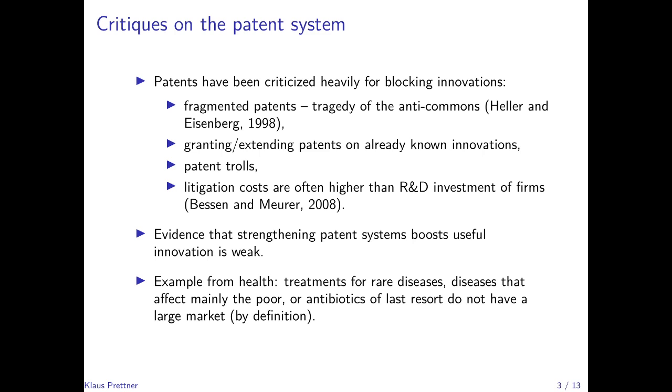Or also, for example, to invent new antibiotics or antibiotics of last resort. By definition, they should only be used in emergency cases and therefore do not have a large market. And if you don't have a large market for the good that you want to invent, then the monopoly rents are basically not really useful. So for the treatments of rare diseases or for developing antibiotics of last resort, the patent system actually fails to give the incentives that are necessary to come up with these innovations and inventions.